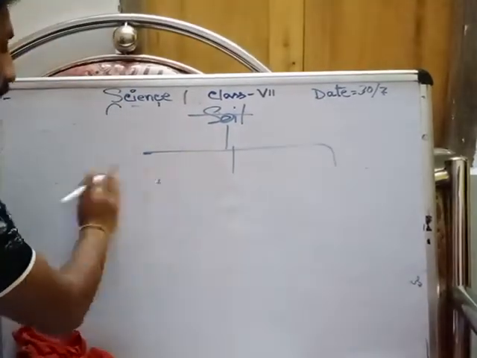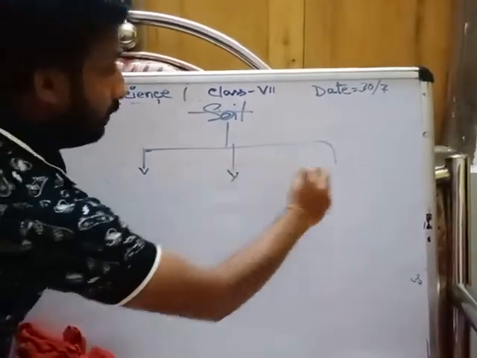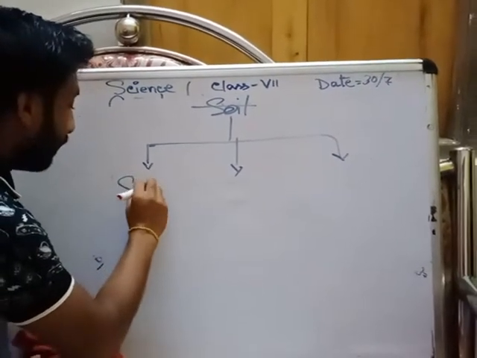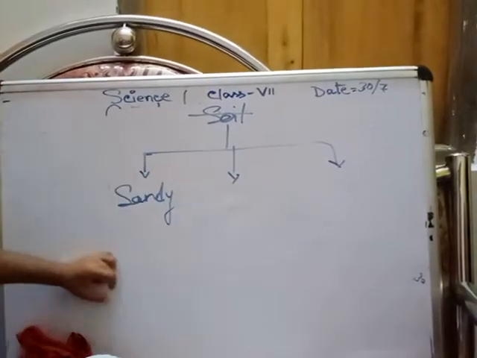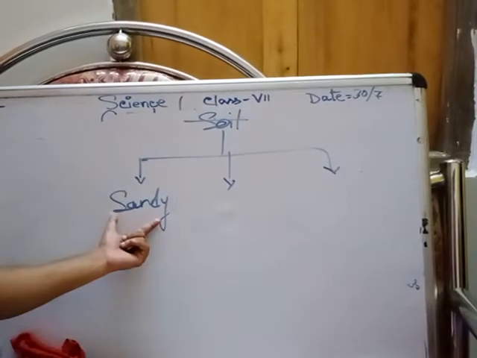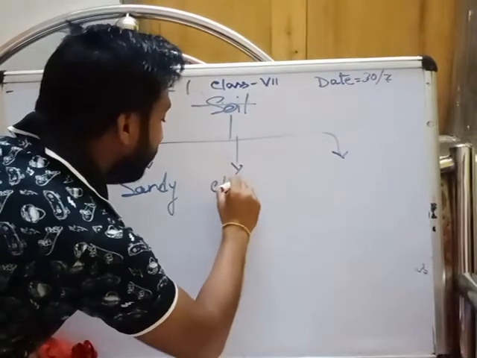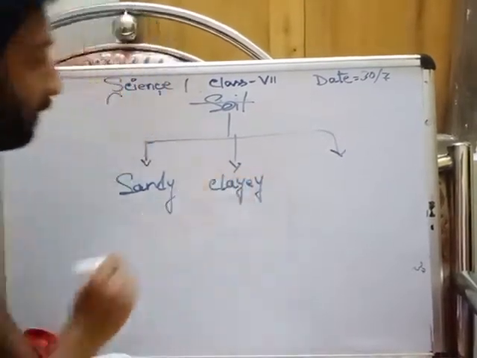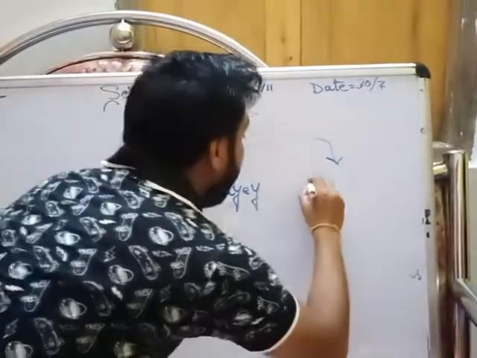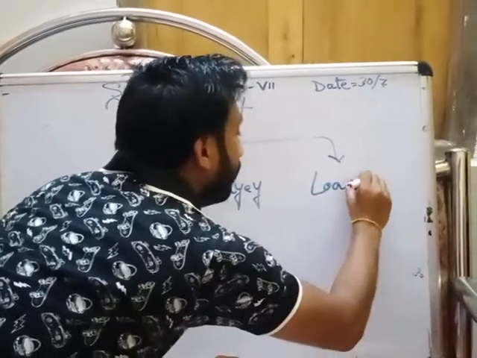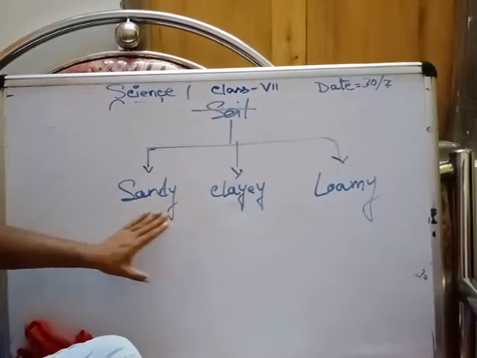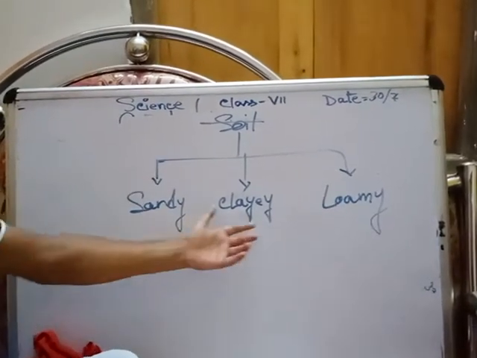Soil is mainly divided into three parts. The first one is sandy. Almost all of the soil is filled by sand. It is called sandy. Then clay. The clayey part means mud also, and loamy. These are the types of soil. So you should learn the characteristics of these types of soils: sandy, clayey and loamy.